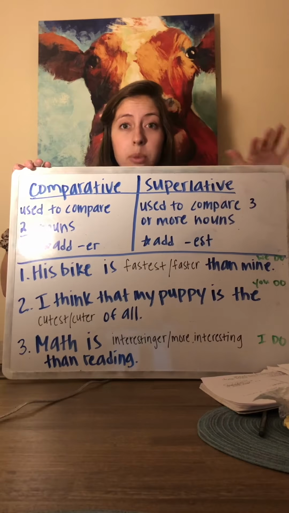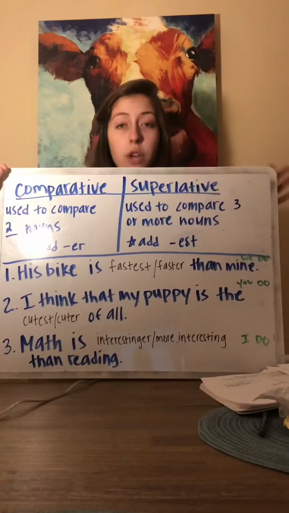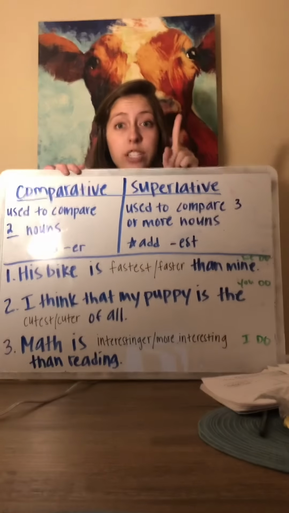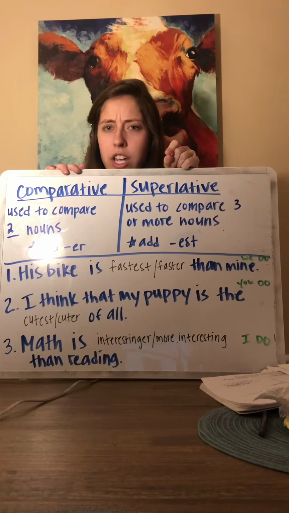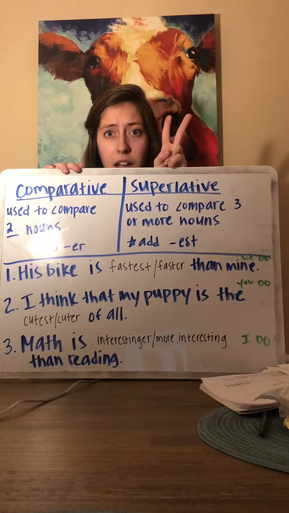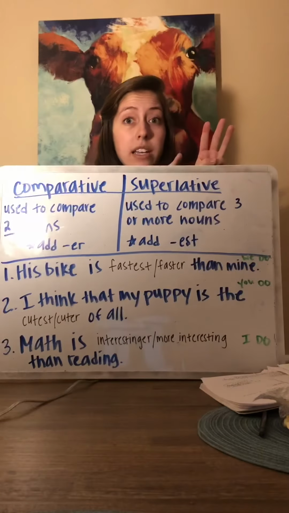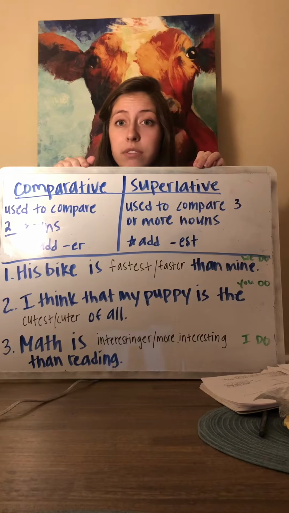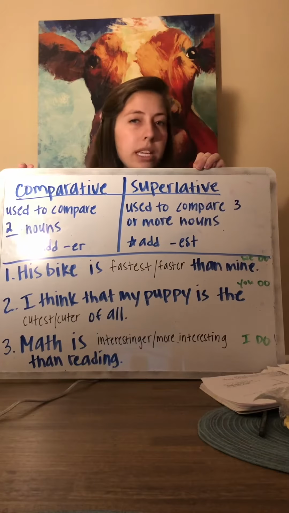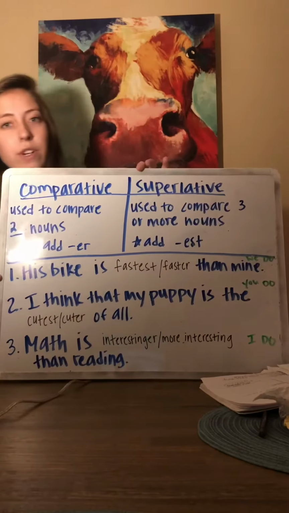So for example, I have 3 examples. It's going to be an I do, we do, you do. We're going to work to identify the adjective we need to use in the sentence and how many things are being compared. If it's 2 things being compared, we're going to use comparative. If it's 3 or more nouns being compared, we're going to use superlative. So it's our job to identify the adjective and then identify how many things are being compared. So let's try. Miss Patterson's going to do the first one.